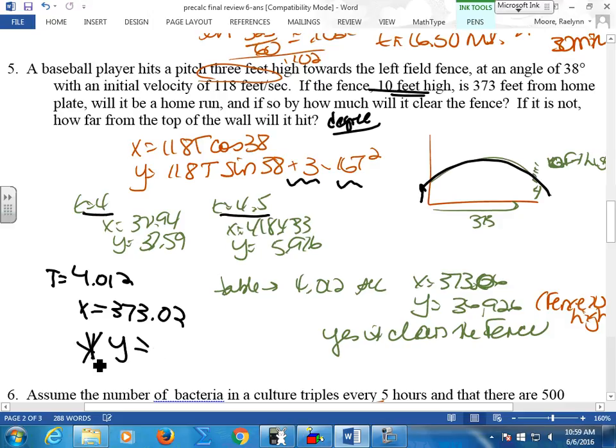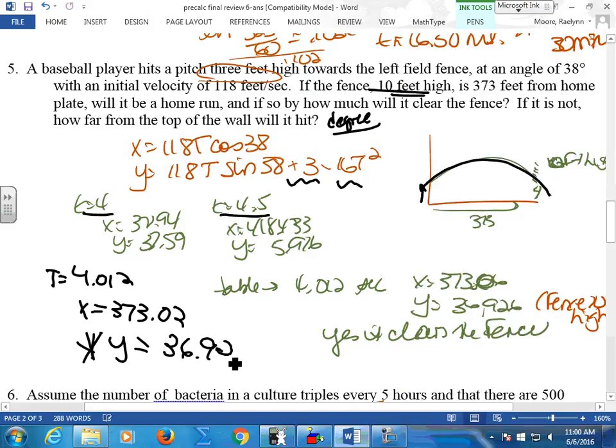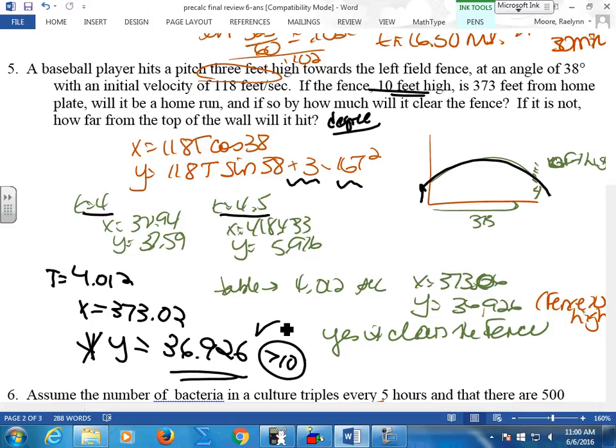This is the important part. So I take a look at my Y value. My Y value is here, 36.926. This is the one. Is this greater than 10? And yes, he hits the home run. Because you had some wiggle room in here, even after his 373, he still clears a 10-foot fence, right? So by far, he hits this home run.